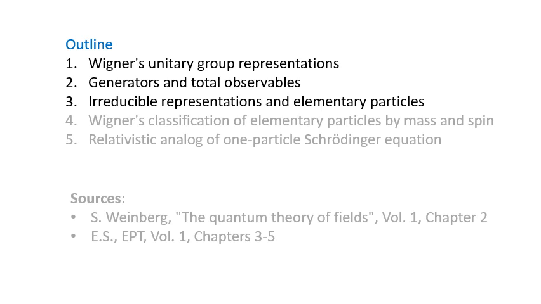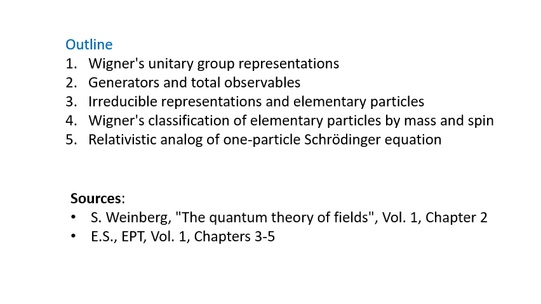We will see that Hilbert spaces of elementary particles correspond to reducible representations of the Poincaré group. And we will discuss how Wigner classified elementary particles by their mass and spin, and how one can write a relativistic analog of the one-particle Schrödinger equation. For more details, you can check Chapter 2 of Weinberg's textbook and chapters 3 to 5 of the first volume of my book.